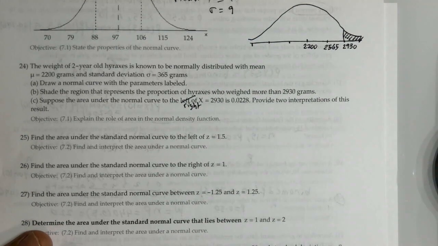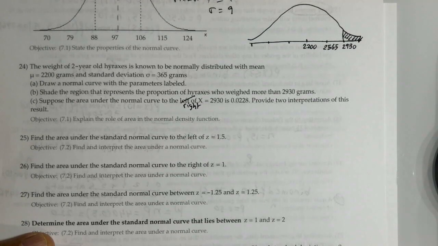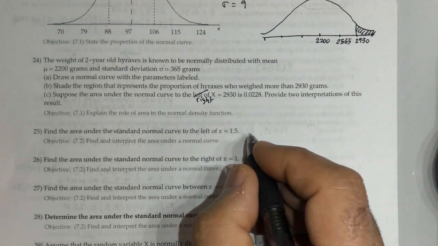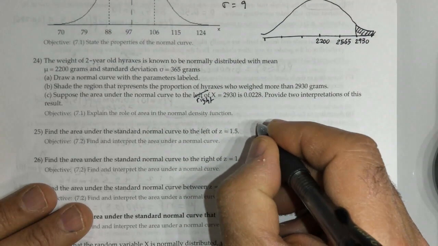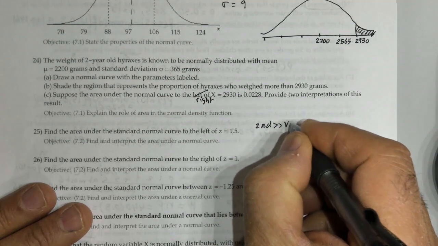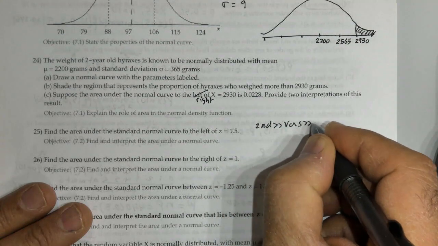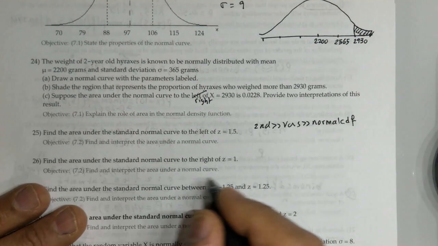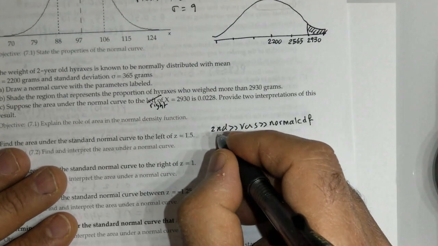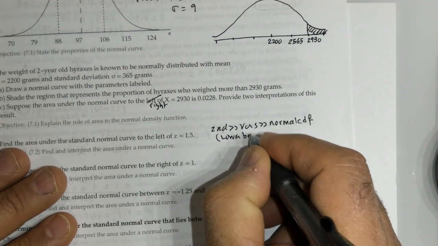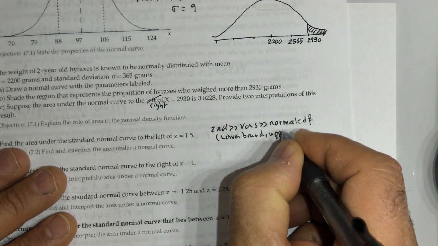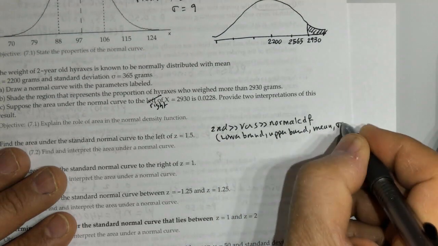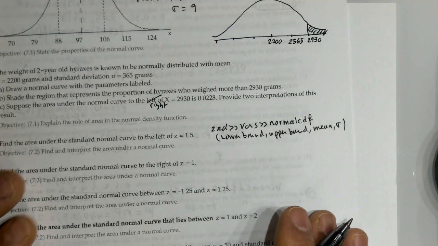Number 25. Find the area under the standard normal curve to the left of z equals 1.5. And this is where I'm going to start using technology. I'm not going to use the table. So you will go to second, variables, and this is the main formula you will be using in this chapter. It's normal CDF. Now the normal CDF requires 4 arguments: lower bound, upper bound, mean, and then what? Standard deviation. So you have to provide those 4 values.